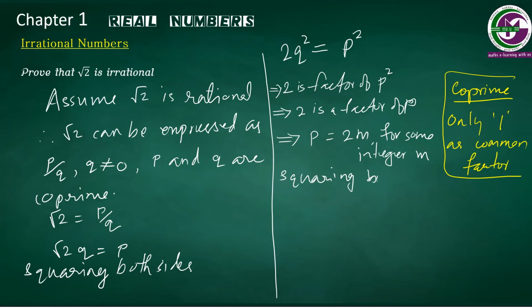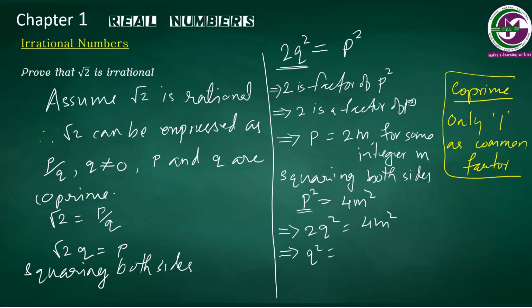Now squaring both sides, we get P square equals 4 times m square. And we know that P square is 2Q square. So we replace P square with 2Q square, which implies 2Q square is equal to 4m square. Dividing throughout by 2, we get Q square is equal to 2m square.